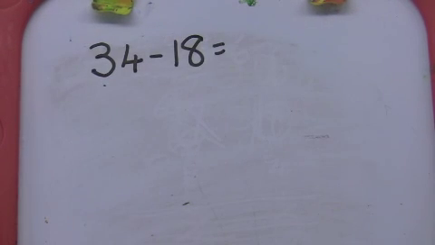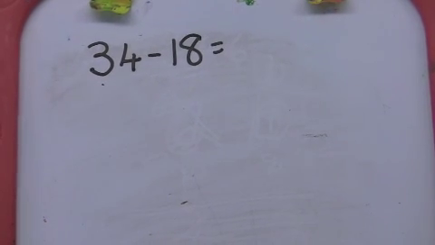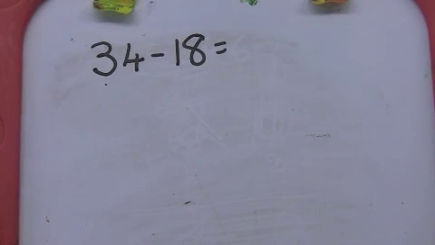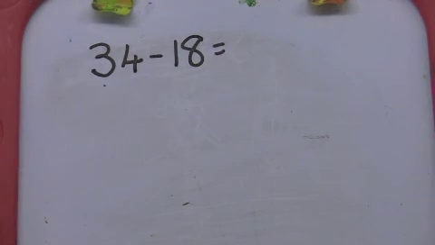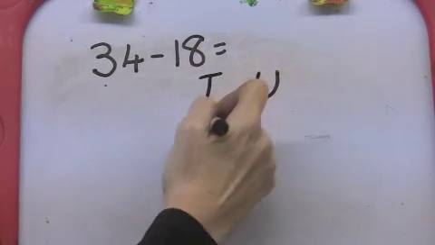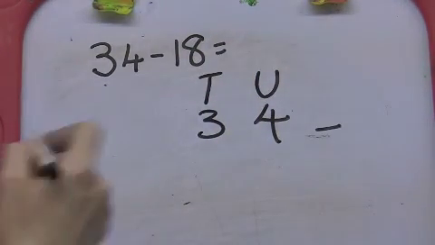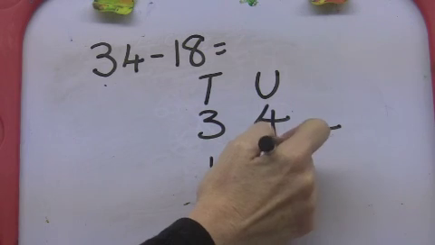Try this one. Pause the video and then restart when you've finished to see if you got it right. 34 take away 18. Write in the tens and units. 3 tens, 4 units, take away 1 ten and 8 units.